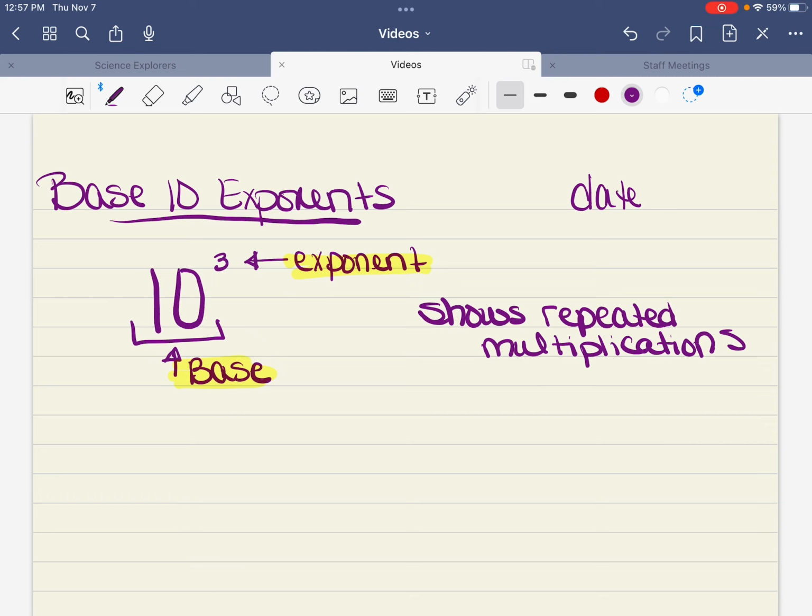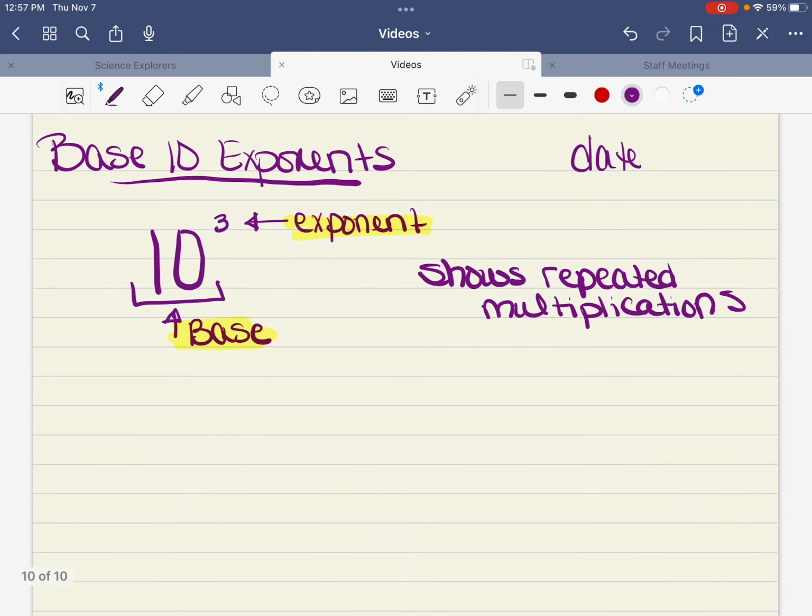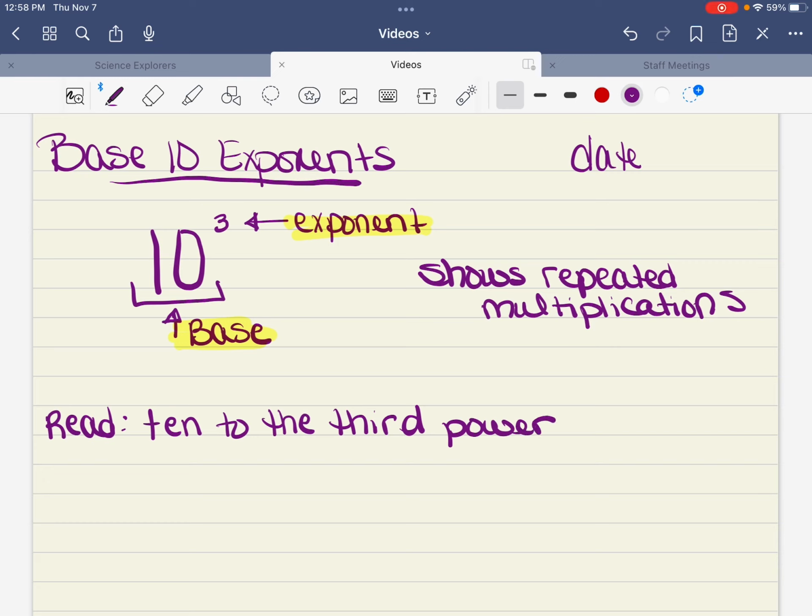All right. When we read this number out loud, we're going to read it a couple different ways. You can do it either way. These are both acceptable. You can say 10 to the 3rd power, or you could say 10 to the power of 3. Both of those are perfectly acceptable.